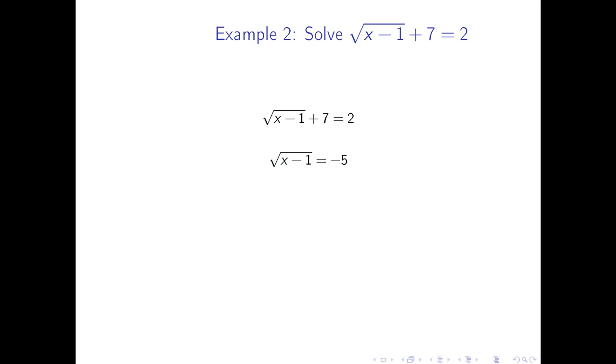Subtract 7 from both sides. Now, what would I do to get rid of that square root? Hopefully you're saying I can square both sides. If I square both sides, notice what's going to happen on this side as I square it.